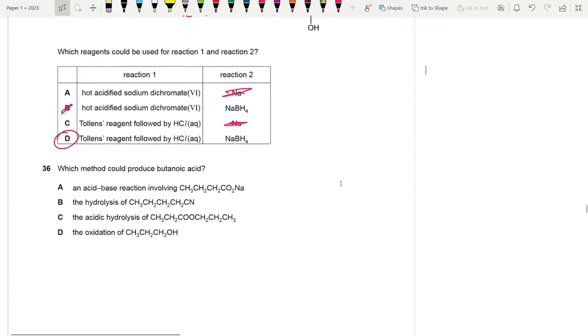Which method could produce butanoic acid? Acid-base reaction involving this.